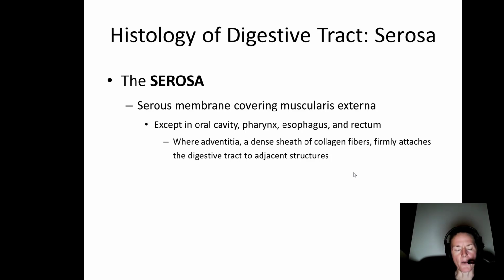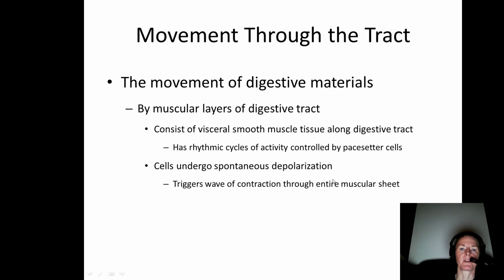So at the outer edge of this, as we said, we have the serosa, and the serous membrane is going to cover the muscularis externa in organs that are surrounded by the peritoneum. In the oral cavity, the pharynx, the esophagus, and the rectum, which is retroperitoneal, we're going to have, for example, all along the esophagus and the pharynx, an adventitia, which is basically collagen fibers. So it's a sheath of collagen fibers, and this is going to attach these parts of the digestive tract to their adjacent structures. All right.